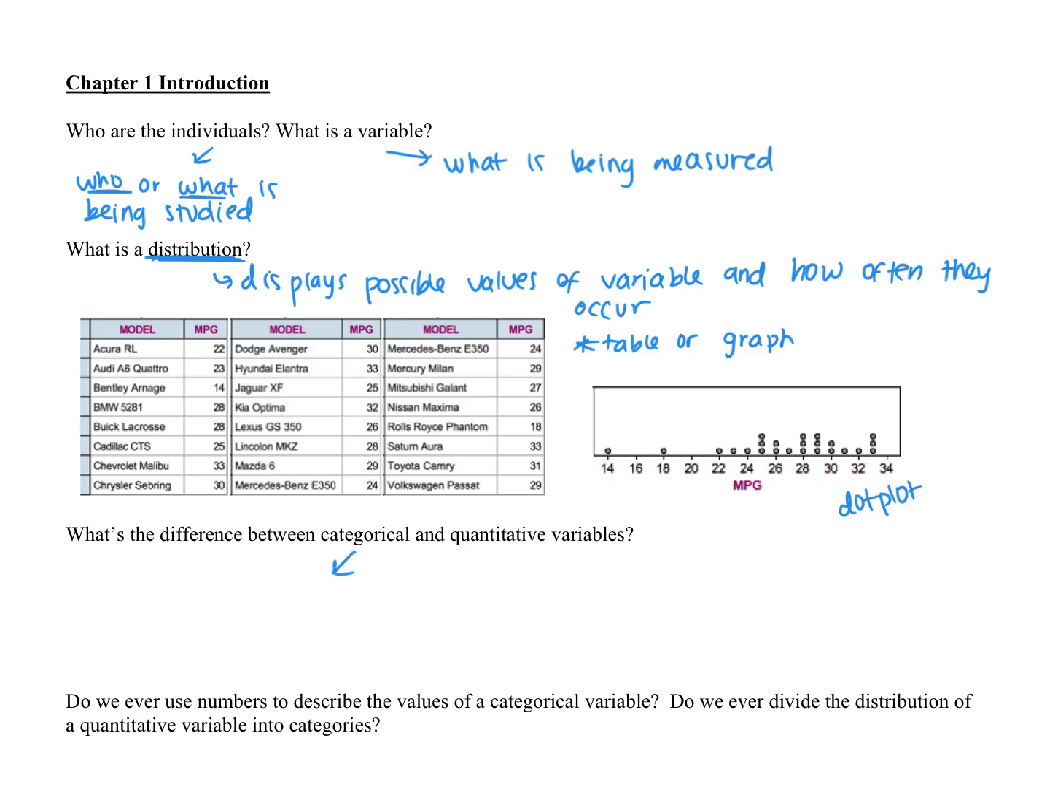Categorical variables are usually words, and it's when you put the values into categories. So if I went to the cars in the parking lot and recorded their colors, that's a categorical variable because I'm taking the cars and putting them into categories by color.